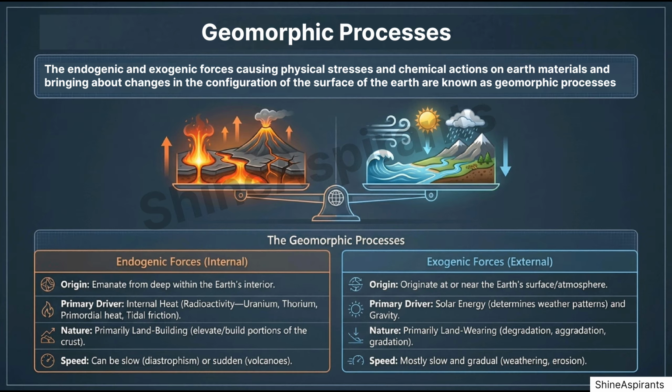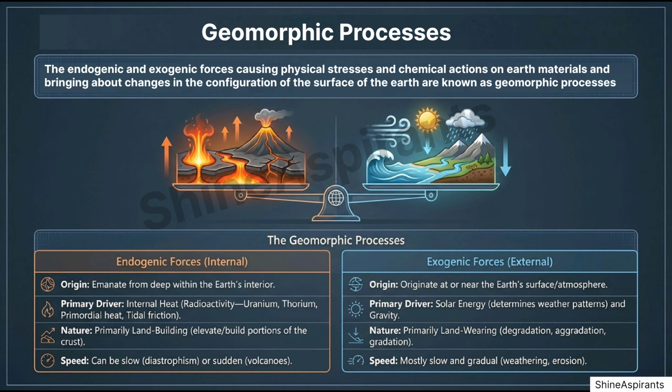In terms of their nature, endogenic forces are land-building forces. They uplift, fold, fault, and deform the Earth's crust, creating mountains, plateaus, and other major landforms. Exogenic forces, on the other hand, are land-wearing forces. Through weathering, erosion, transportation, and deposition, they gradually wear down and reshape the land.